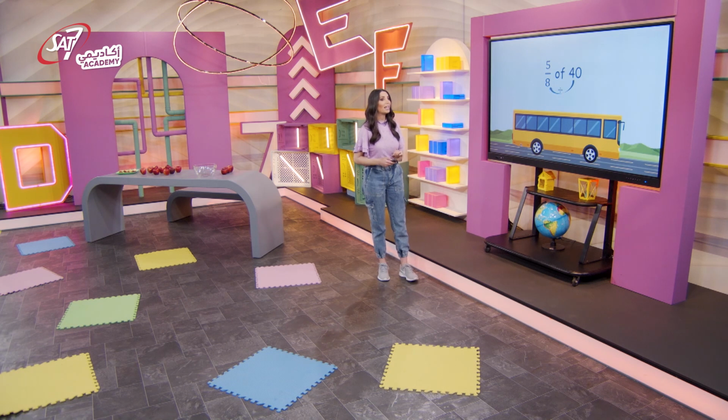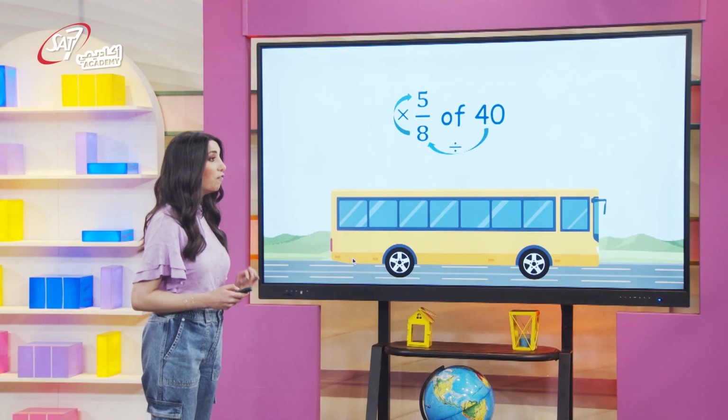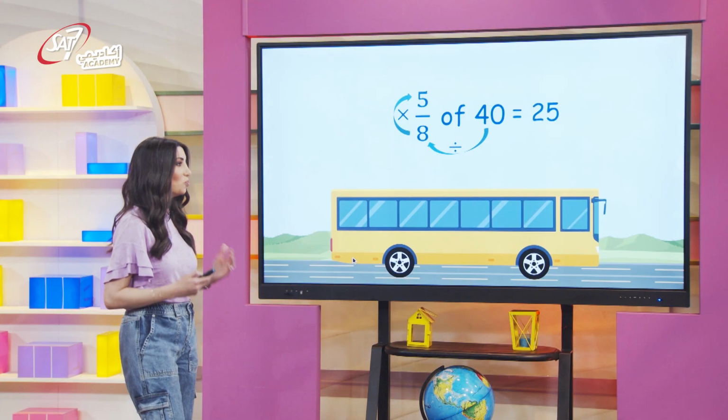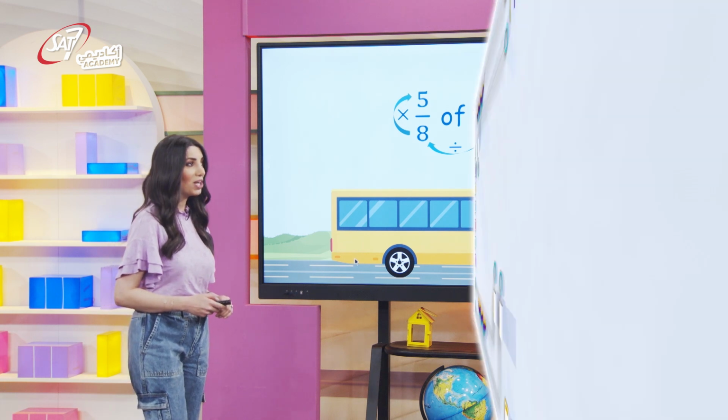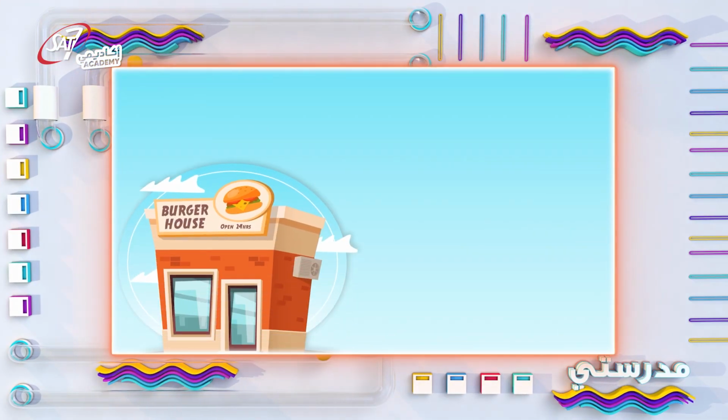40 divided by 8 equals 5, and 5 times 5 equals 25. 5/8 of 40 is 25. 25 students were on that bus. Here is a challenge for you. Are you ready?